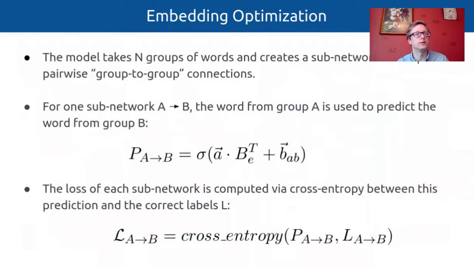For that, we use a simple linear layer with a bias vector and a sigmoid activation. The capital B in this equation is the embedding matrix for all the words in group B. We then optimize the embeddings on both sides using cross-entropy, so the model learns to predict which words in which roles occur together.